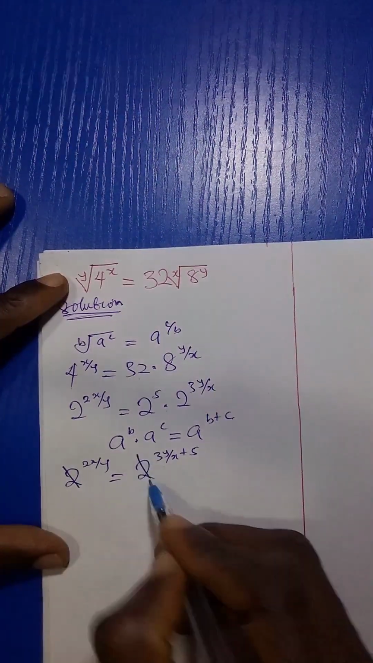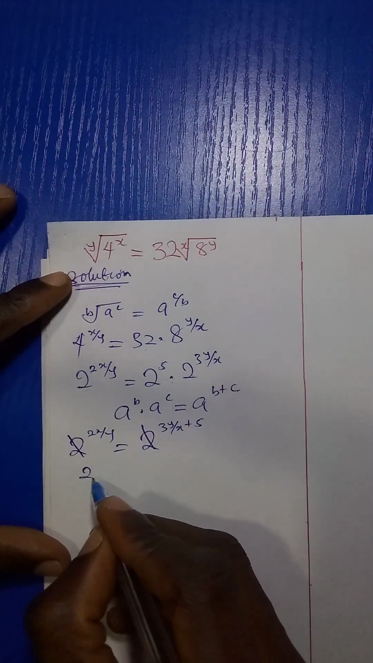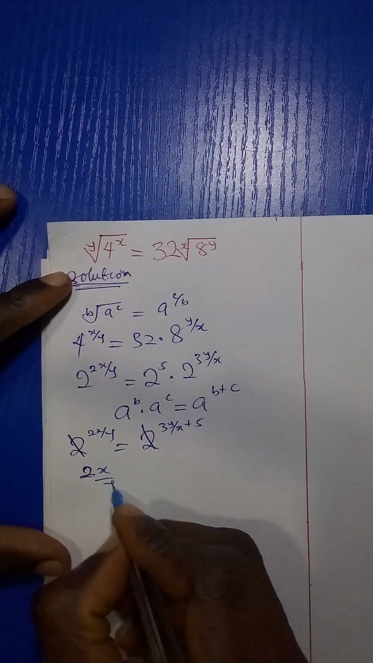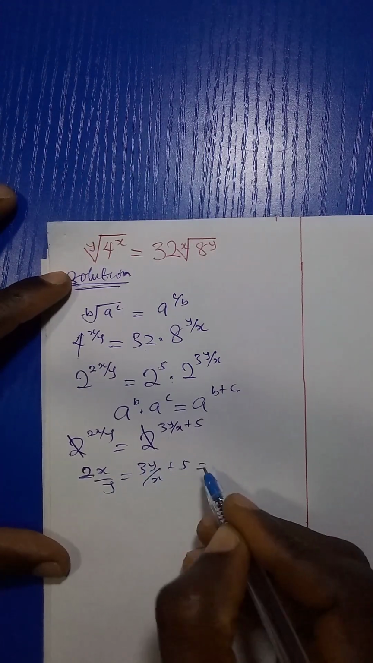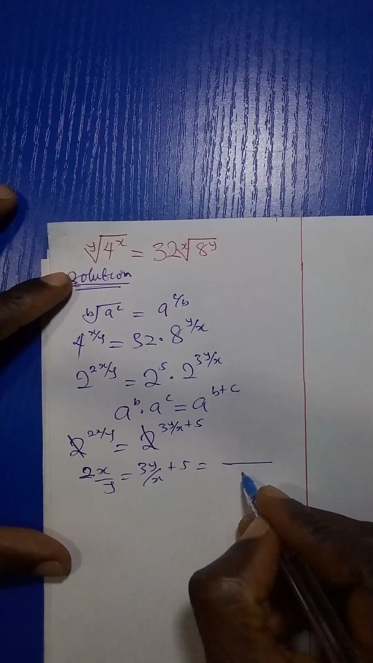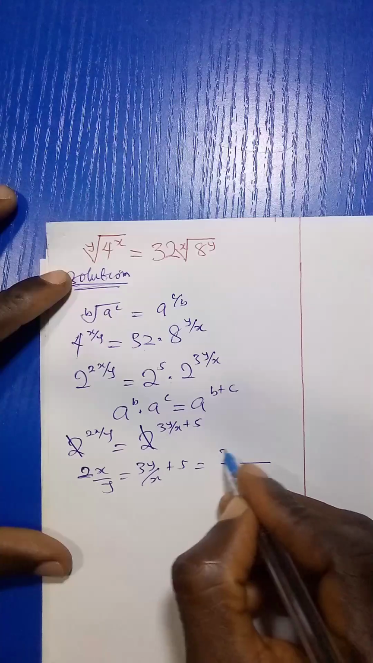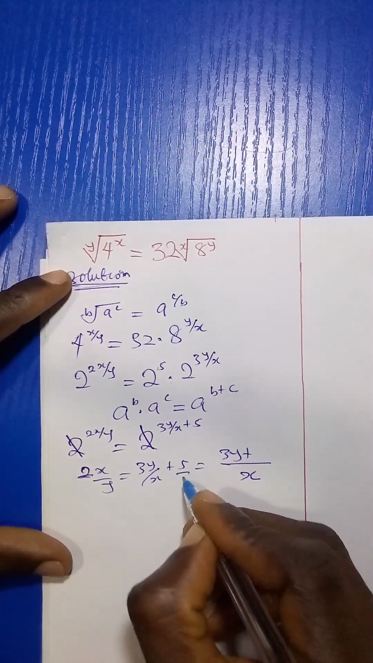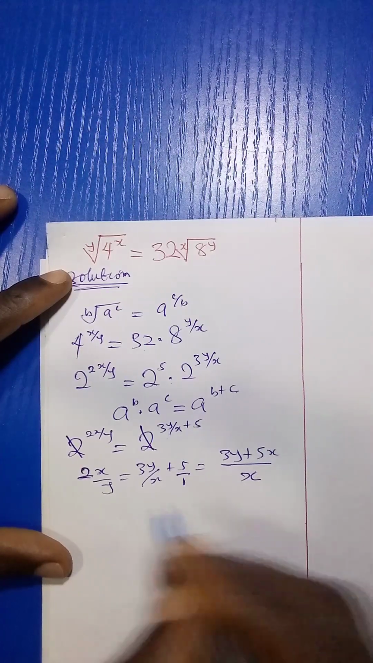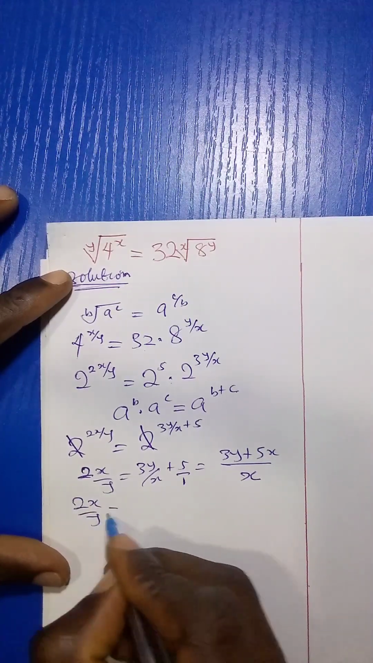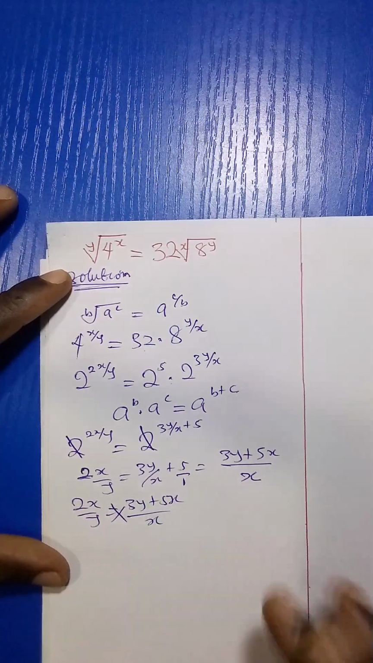Now, since the bases are the same, we can cancel them out and then work with the powers. 2 times x over y is equal to 3y over x plus 5. Let's write this as a single fraction. The LCM is x. x divided by x is 1, 1 times 3y is 3y, plus x divided by 1 is x, times 5 is 5x. So we have 2x over y is equal to 3y plus 5x all over x. We can now cross multiply.